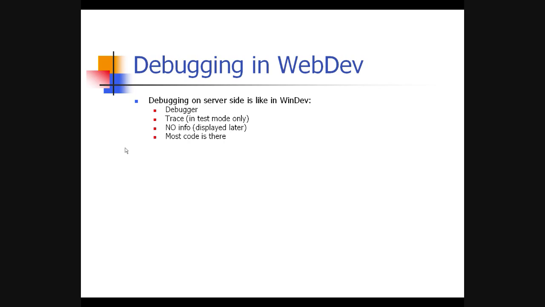And the biggest part of the code is here in the server side, so all that access, all this kind of thing, all the things you need to debug most of the time is here. Now, debugging on the client side is nothing like in WinDev. It's totally different. There is no debugger. That's the first problem. Trace is available. Info is available. And there is not a lot of code. In fact, it looks more like trying to debug something that happened only in executable mode than anything else.